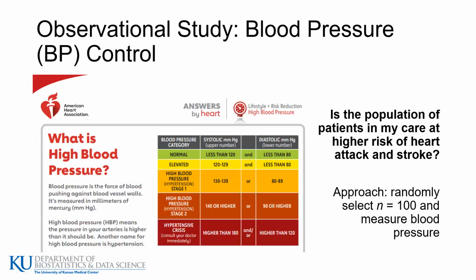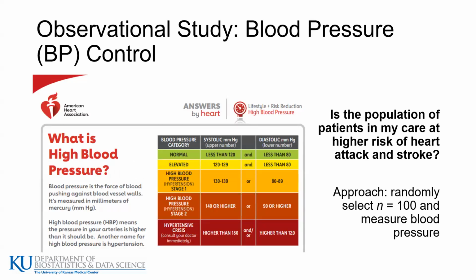So we're going to use this observational study as a kind of case study to give us an example of hypothesis testing. So we're going to assume that we're a primary care physician and we want to learn about the population of patients that we're seeing. So we want to see if our population of patients have high blood pressure. That is, does their blood pressure put them at risk of a heart attack or stroke?